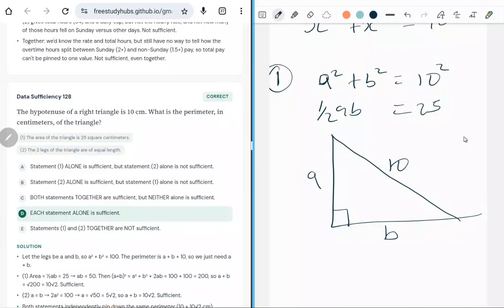Half AB equals 25, not AB. What is the area of a triangle? The area of a triangle is half base times height. So it's half AB equals 25. It's not AB. Where did you see AB? So you can't say it's not straightforward. It's very, very straightforward, depending on the level of awareness.